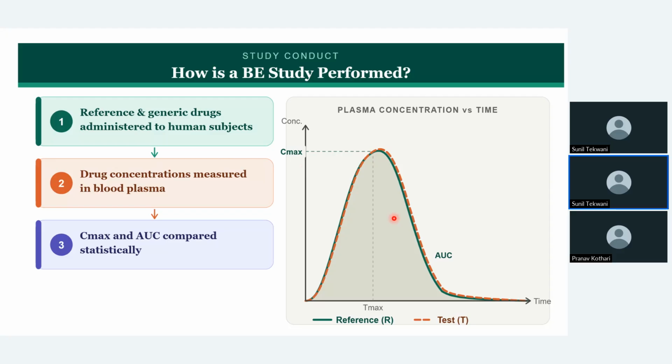Okay. So this is the how of our webinar. How is a BE study performed? Give to human subjects, measure the blood plasma concentrations, and evaluate Cmax and AUC statistically. Okay. So this was the what, why, and how of BE. Now, this was just the introduction part. Let's dig deeper into the designing of a BE study.